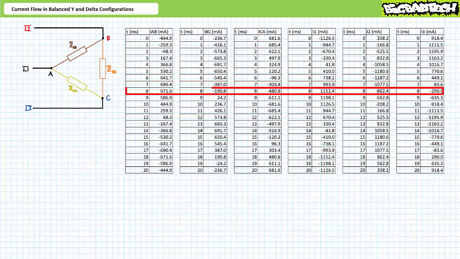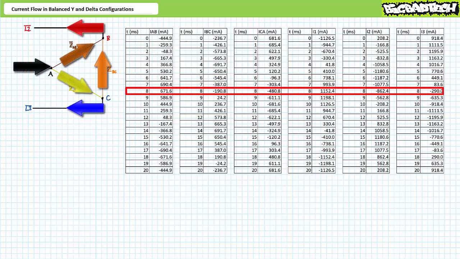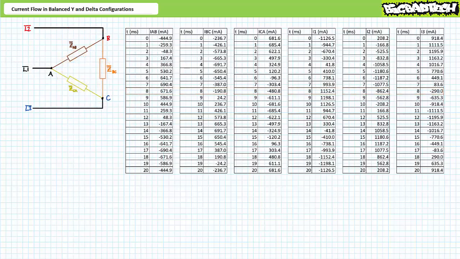At time t equals 8 milliseconds, 671.6 milliamperes of current travels A to B, 190.8 milliamperes of current travels C to B, and 480.8 milliamperes of current travels A to C. 1,152.4 milliamperes of current enters node A, 862.4 milliamperes of current leaves node B, and an additional 290 milliamperes of current leaves node C. All right, halfway there.